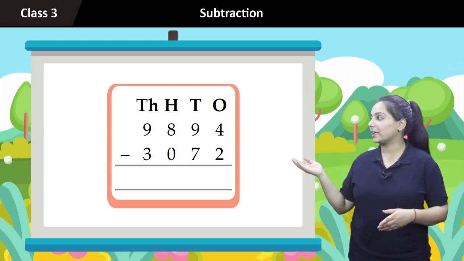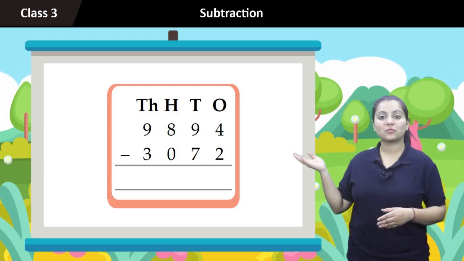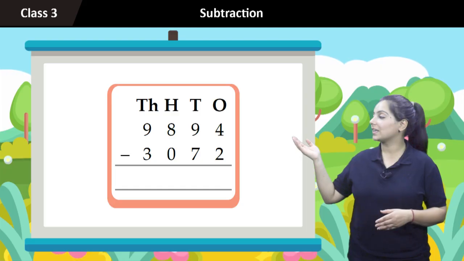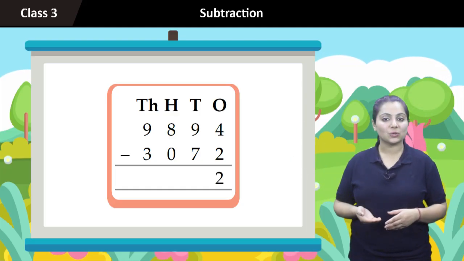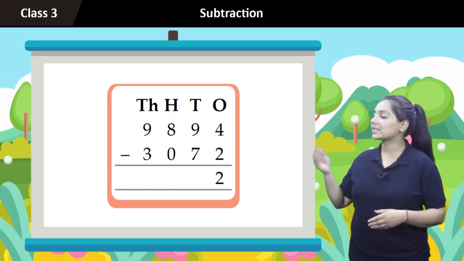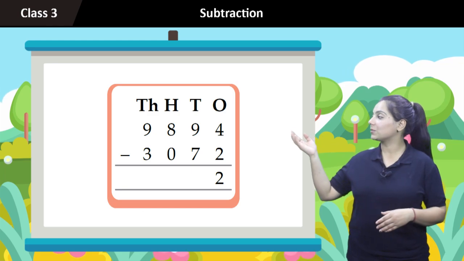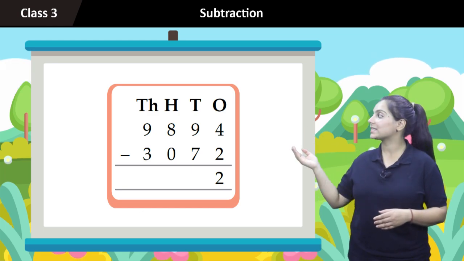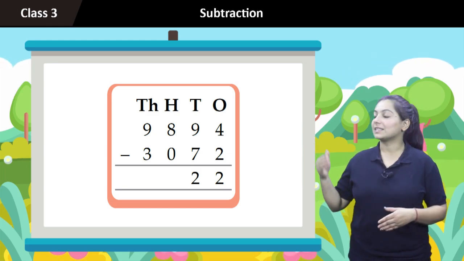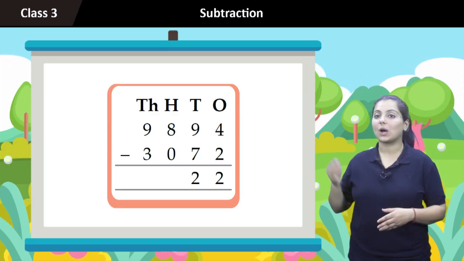First, write them on their place values. Start subtracting from ones. 4 minus 2 is 2. Write 2 in ones column. Now let's move to tens column. 9 minus 7 is 2. Write 2 in tens column.